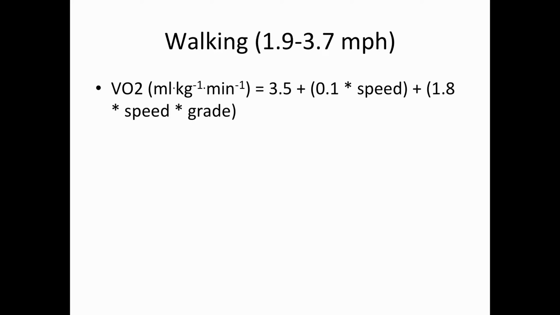And you have a resting component, which is 3.5. You have a horizontal component, and with this, it's 1.0 times the speed, and it's the speed expressed in meters per minute. And then you have a vertical component, and to find this, you take 1.8, multiply it by the speed, again in meters per minute, and multiply it by the grade expressed as a decimal.